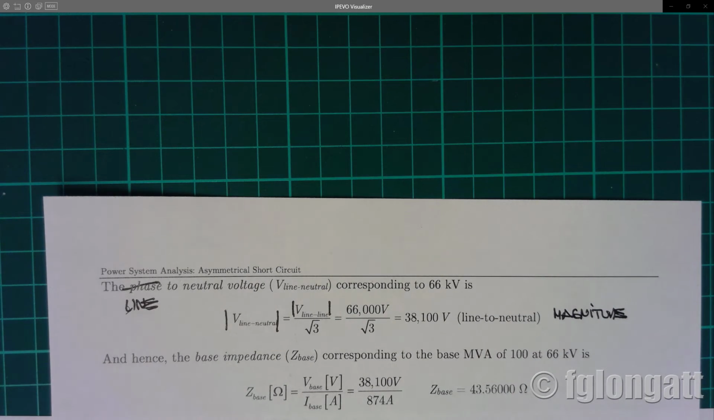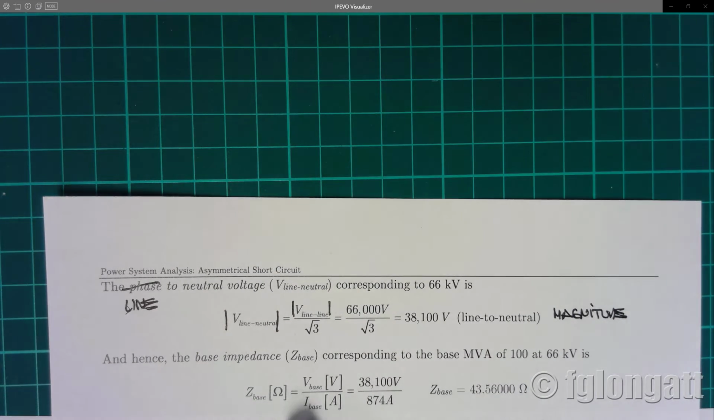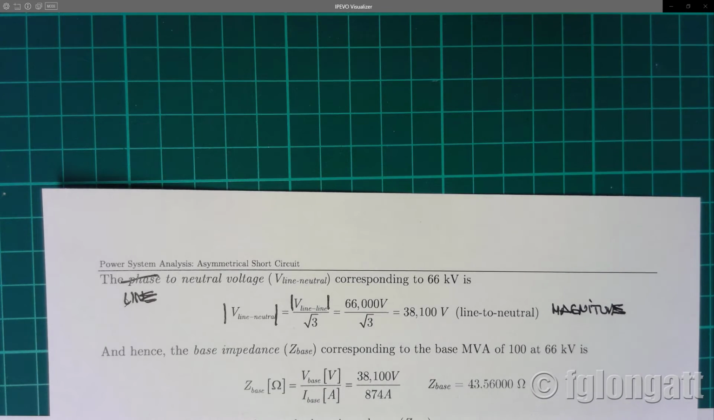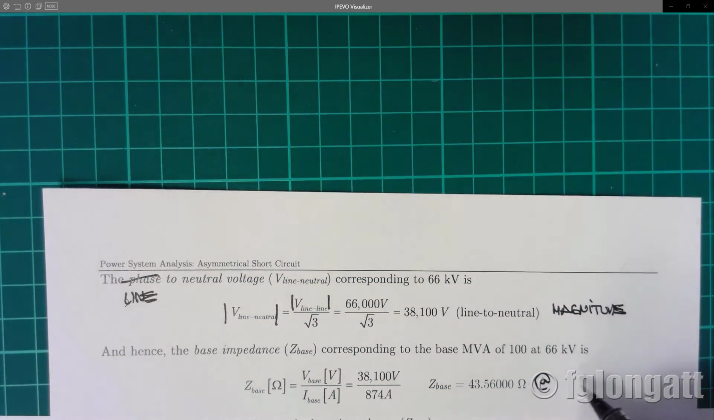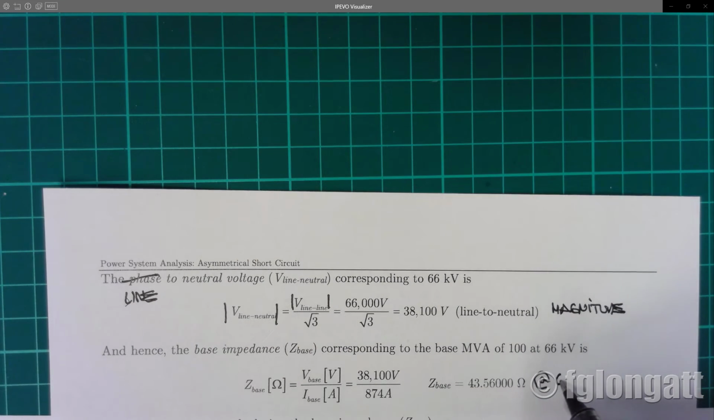From there, now we know the current base, and also we know the impedance base, because the impedance base will be the division. You must remember this equation. This is Ohm's law, and Ohm's law says that the impedance base is the voltage base divided by the current base. In this case, 38.1 kV divided by 874 amps, and we get an impedance base that is 43.56 ohms, okay? I forgot to include it here, but I will do it using my handwriting. And this impedance base is for 66 kV.